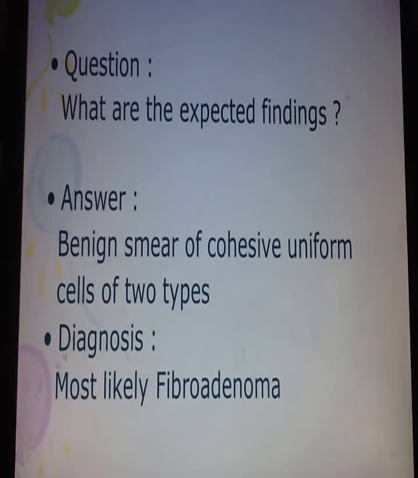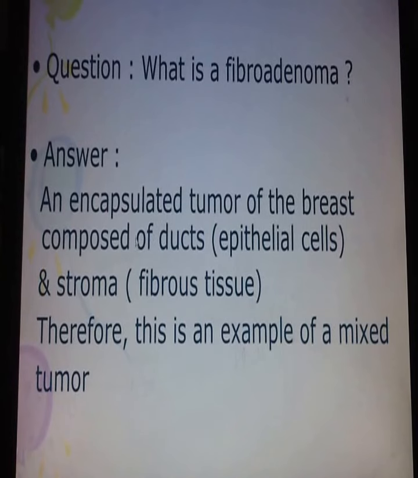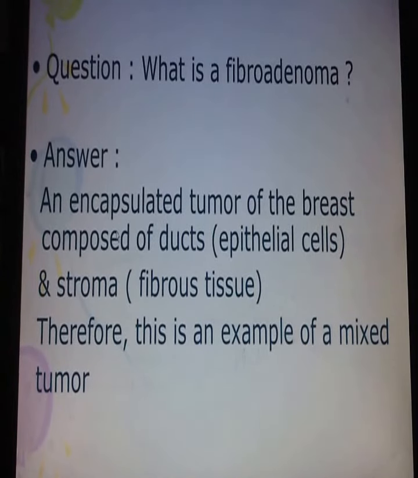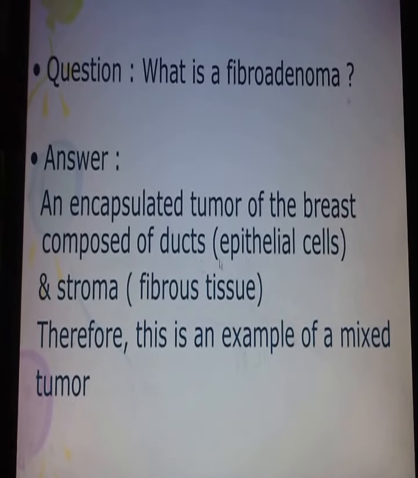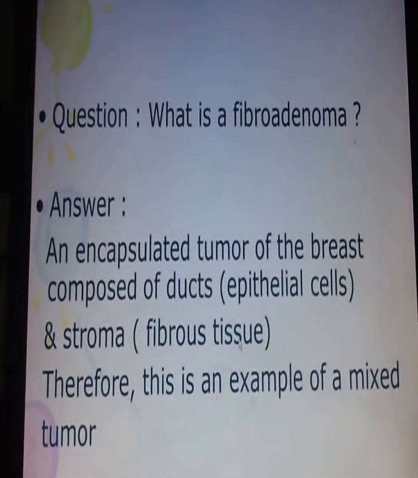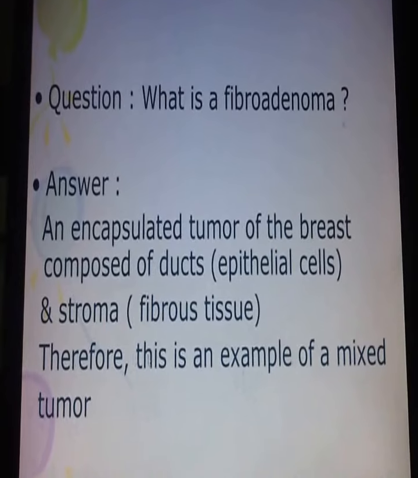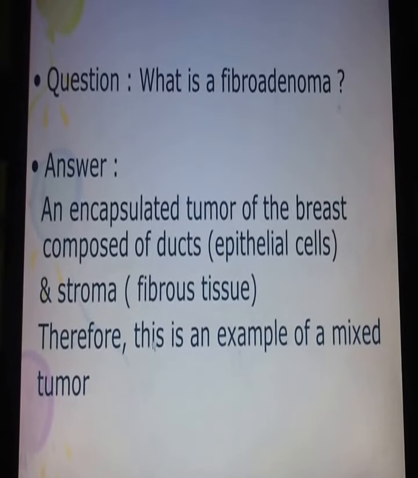So the most likely diagnosis is going to be fibroadenoma, which is a benign condition composed of 2 types of cells. Fibroadenoma is a benign breast lesion, encapsulated tumor of the breast composed of 2 cell types. We have ductal cells or epithelial lining cells and stromal cells, fibrous tissue. So we have 2 types, ductal and stromal cells. So it is considered an example of mixed tumors of the breast.